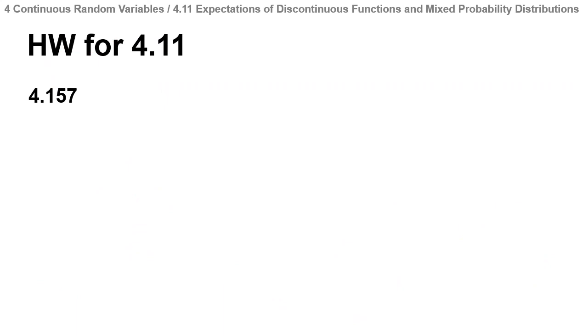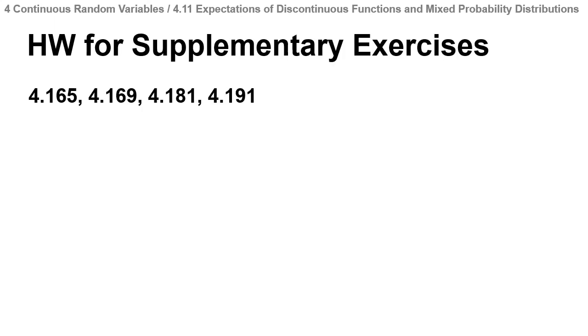Homework for chapter 4.11 is this one, and homework for the supplementary exercise problems are these. Okay, so far we have learned about continuous random variables and their probability distribution functions. So from the next chapter, we will learn about multivariate distribution functions for multiple variables. Okay, see you next class.